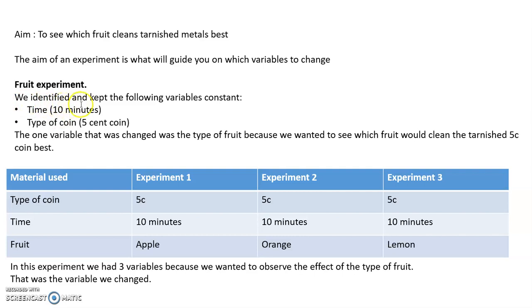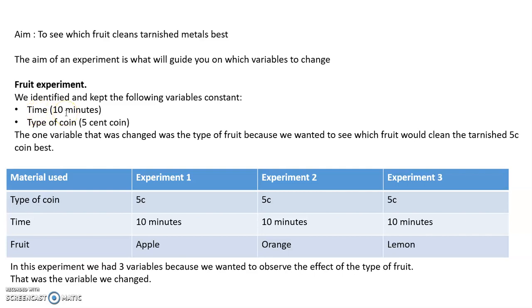So we identified and kept the following variables constant. Remember, first of all, we looked at our experiment. What did we need? We placed all that material down. Our variables, remember, are those things that will give us the right results. For us to get the right results, we've got to keep everything constant except one. So the first one was time.